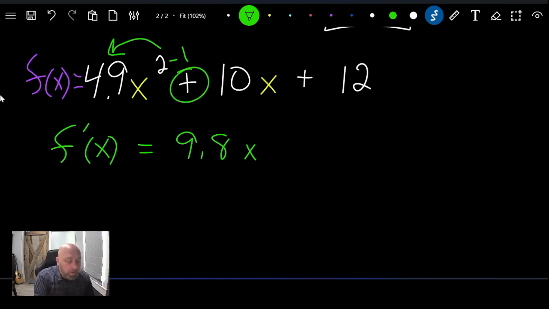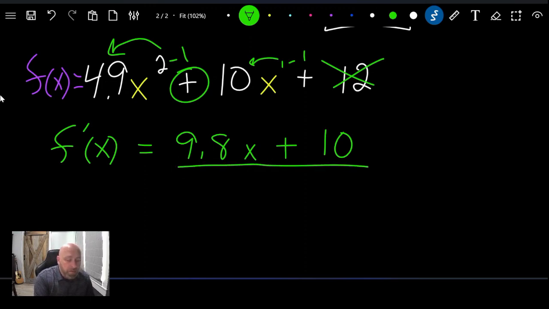Then we have our plus, and then we have this one right here. So this is x to the first. So we multiply that times 1, and we get 10. And then we say 1 minus 1 equals 0. Anything to the 0th power is 1. So 10 times 1 is just 10. Plus 12. But anytime you have a constant, you just eliminate the constant. So our first derivative is going to be 9.8x plus 10.